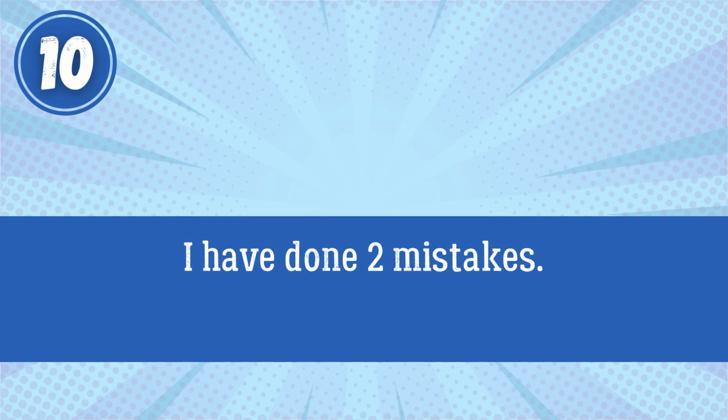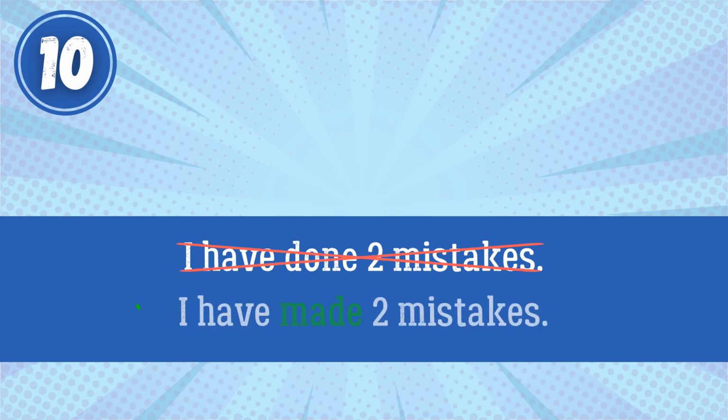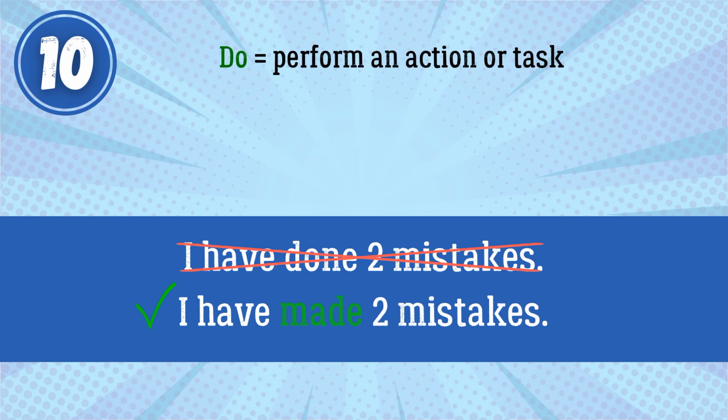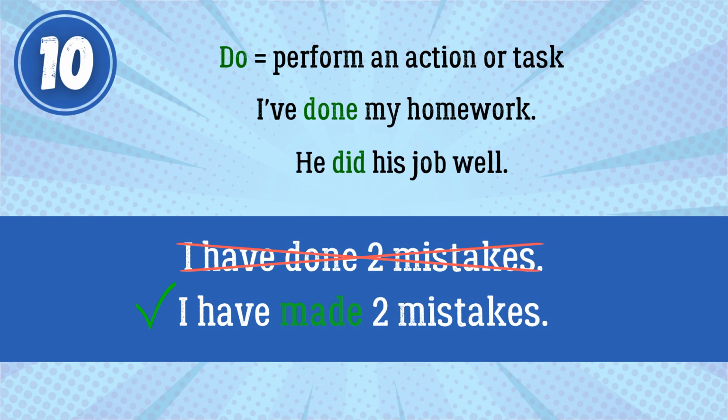I hope you've identified the mistake. The correct way to express this is, "I have made 2 mistakes." Remember, we use make when we create or construct something. For instance, we made a cake, or she made a decision. On the other hand, we use do when we perform an action or task. For example, you could say, "I've done my homework," or "he did his job well."